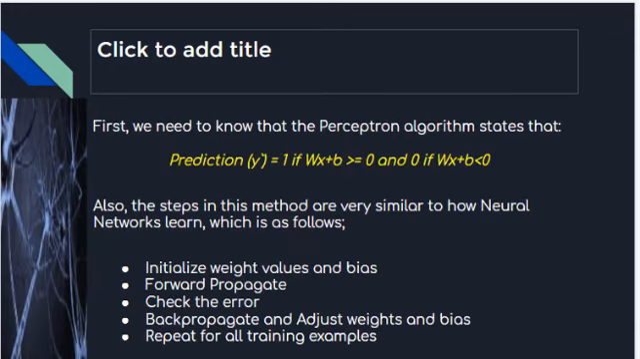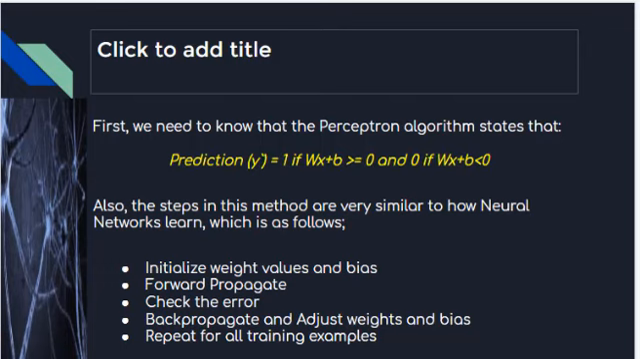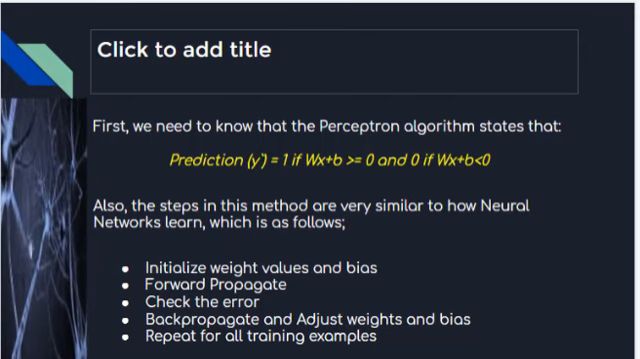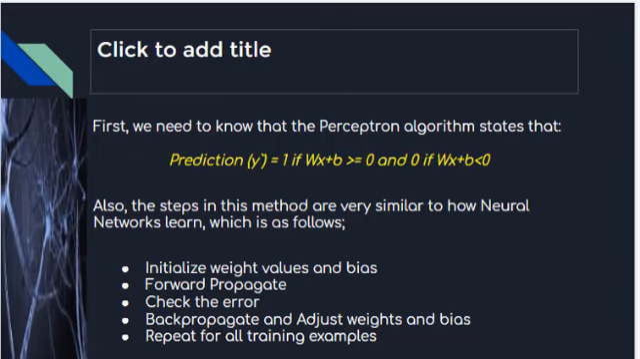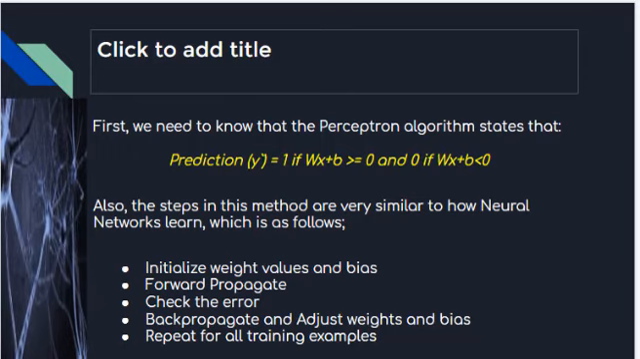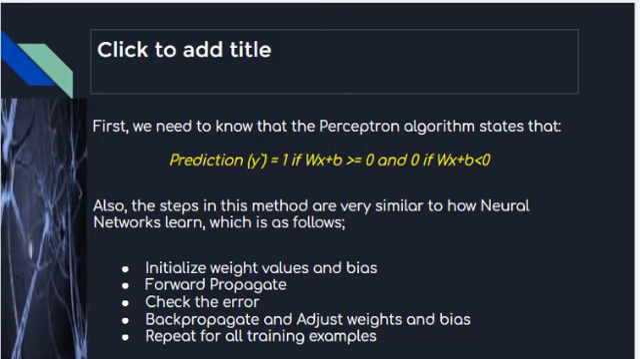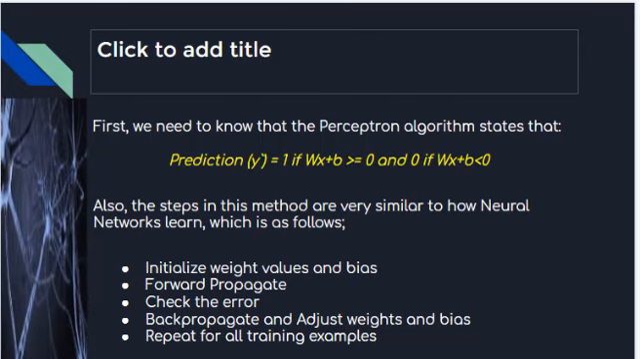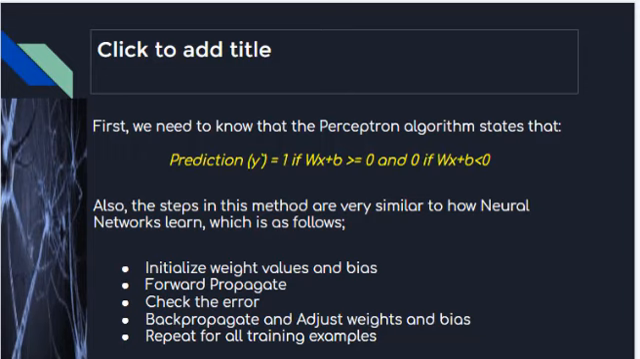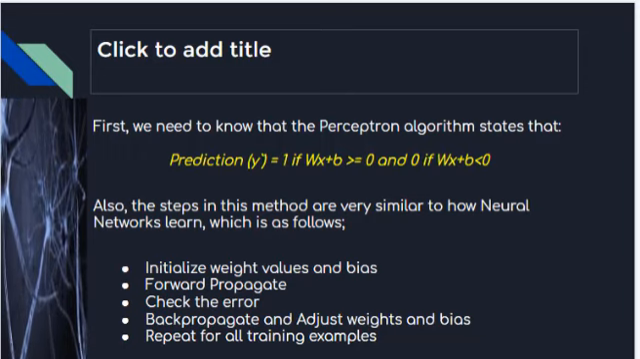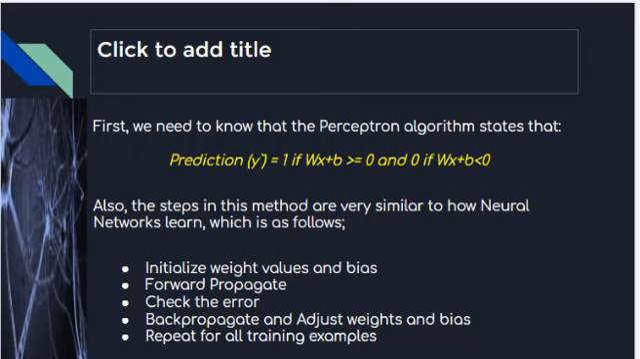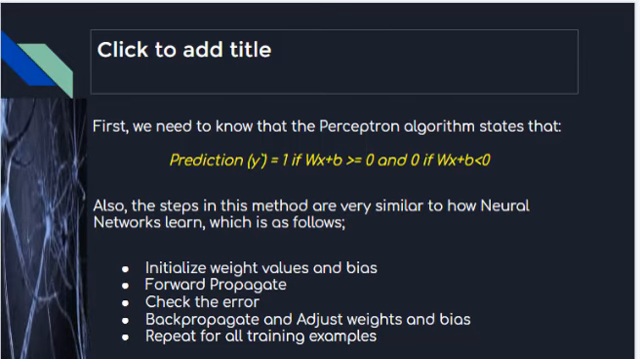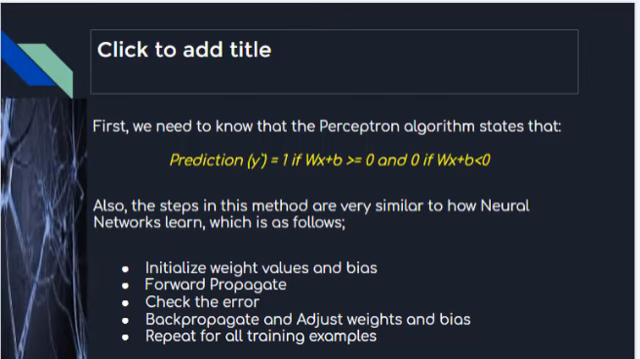First, before going to solve the logic gates problem in Perceptron, we need to know that the Perceptron algorithm states that the prediction of y equals 1 if wx plus b is greater than or equal to 0, and 0 if wx plus b is less than 0. This is an important rule we should follow in Perceptron to solve all kinds of problems. Now I am going to solve logic gate problems using Perceptron in the next slides.